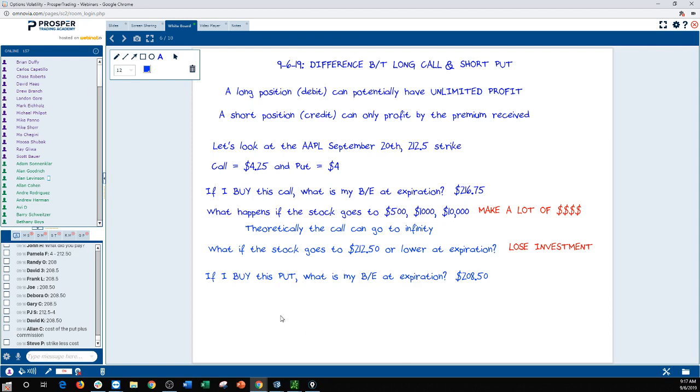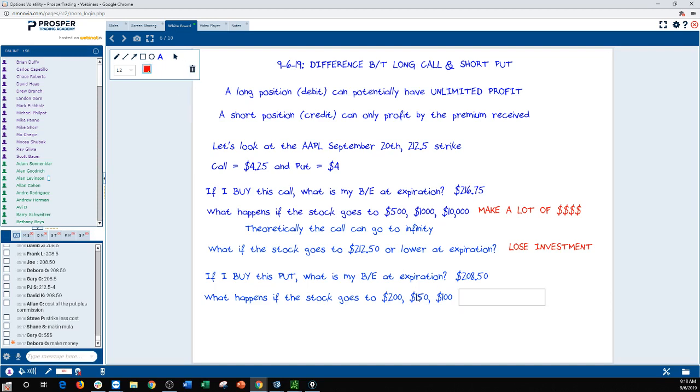Now, just as we did in the call scenario, what happens if the stock goes to 200, 150, 100, etc.? And just like the flip side, when it was going up, the market would probably be going up with it. If Apple is getting hit like this, then the overall market's probably going down. But what would happen there? Yeah, we're going to make a lot of money, right? Okay, we're going to make a lot of money.